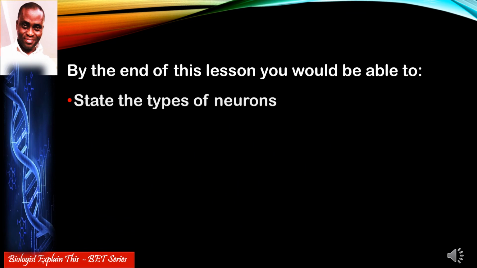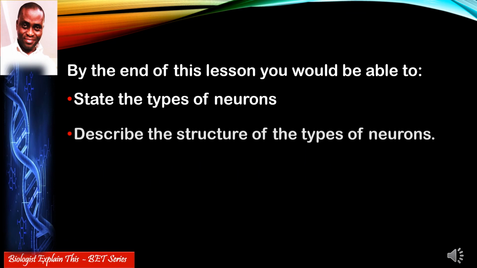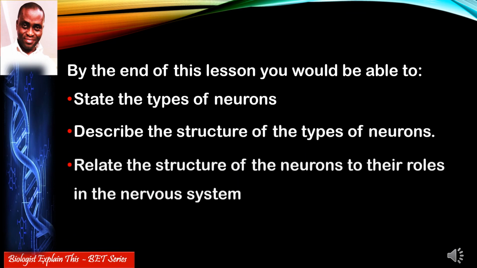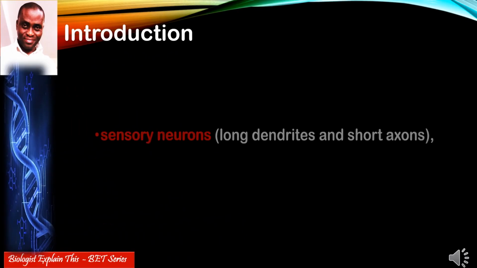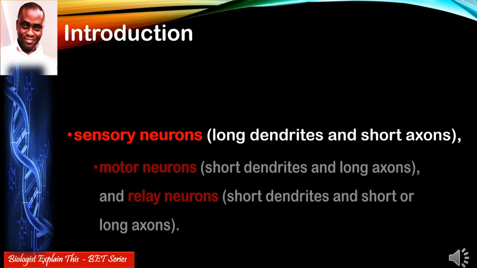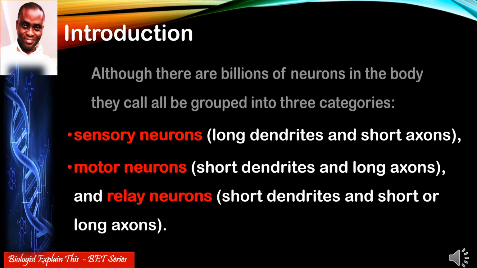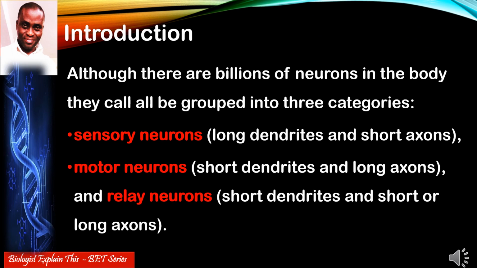Let's look at our learning objectives in this lesson. One, by the end of this lesson, you definitely will be. Now, there are billions of neurons in the body of a typical animal, billions as it were, but they all can be grouped broadly into three different types of neurons.